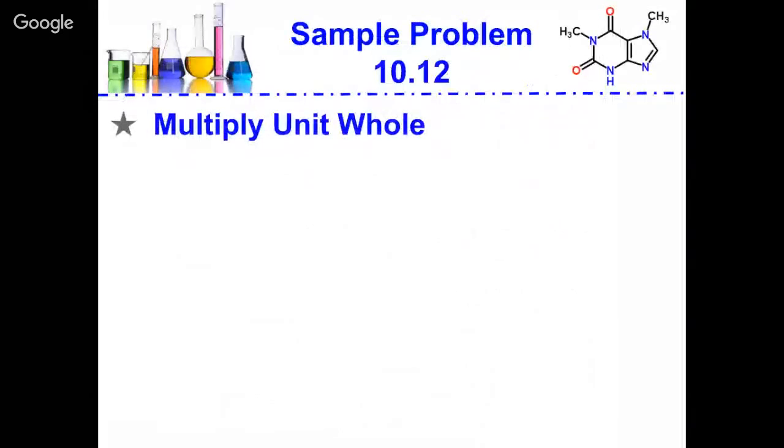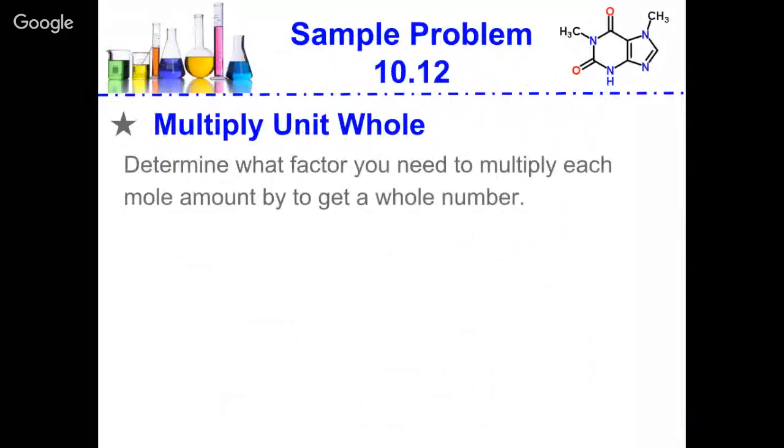Next, what we're going to do is we're going to multiply to a whole. So we're going to determine what factor you need to multiply each mole amount by to get a whole number. Well, nitrogen is a whole number, so we're okay. But oxygen's the problem, and it's 2.5. So what factor can I multiply 2.5 by to get a whole number? Well, the answer to that is 2. And since I'm multiplying oxygen's mole amount by 2, I need to multiply nitrogen's mole amount by 2. So that means I have 2 nitrogens and 5 oxygens.